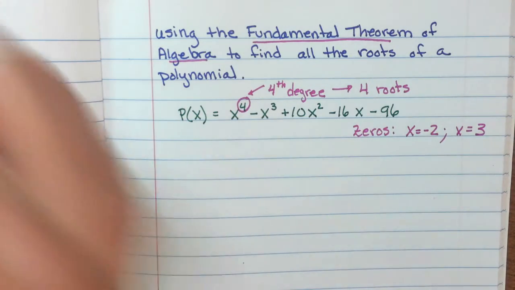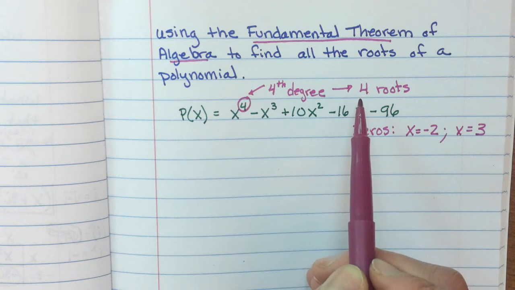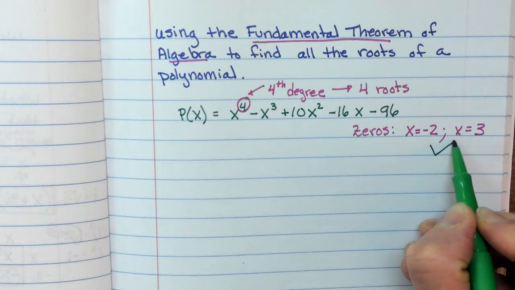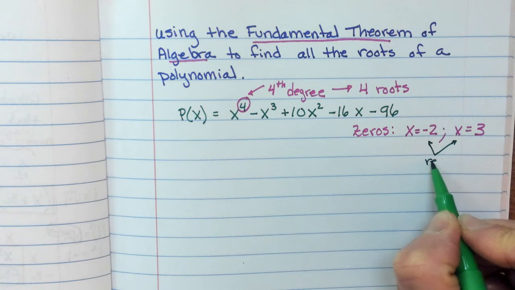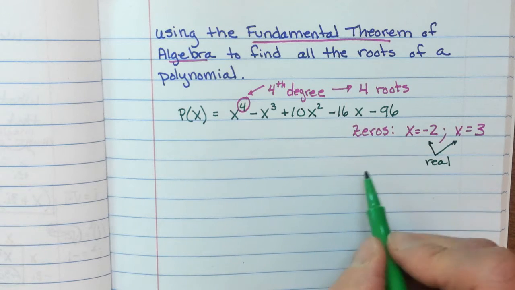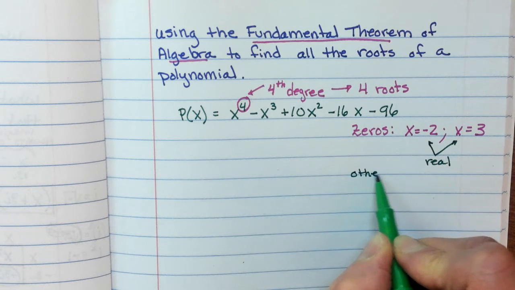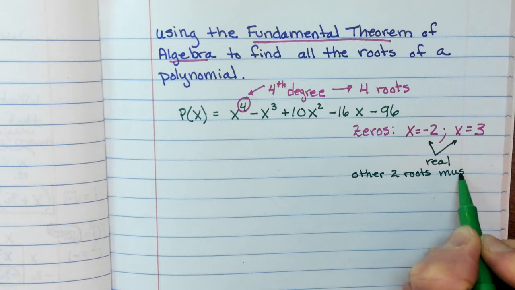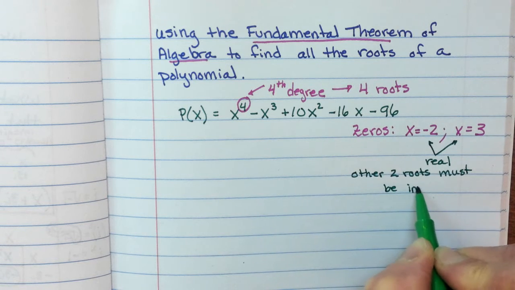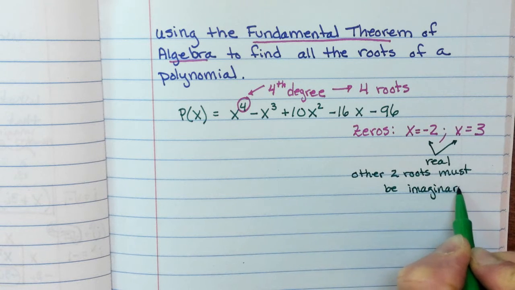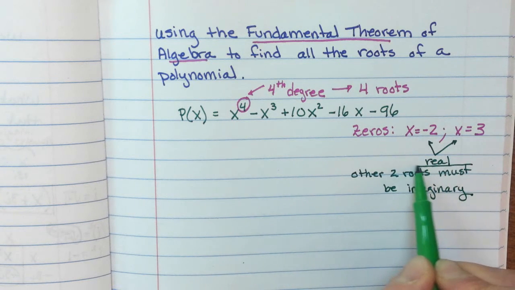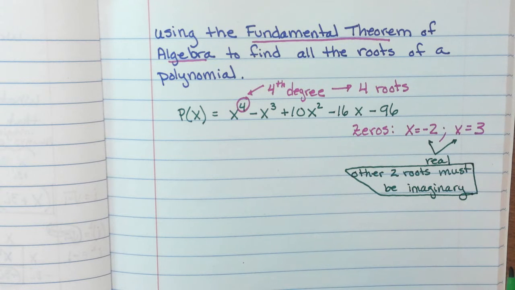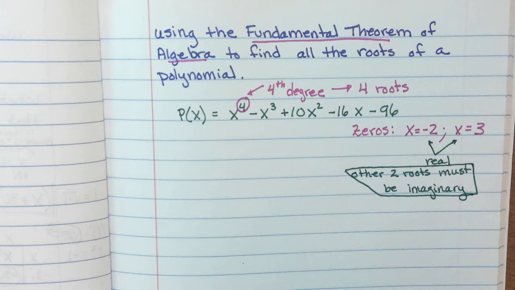But because of the fundamental theorem of algebra, I know that I'm missing 2. These zeros are real. Both of these are real because they come from the land of real. But I'm missing 2. So that means the other 2 roots must be imaginary. Okay, so the other 2 roots must be imaginary. So let's see if we can figure out what they are.